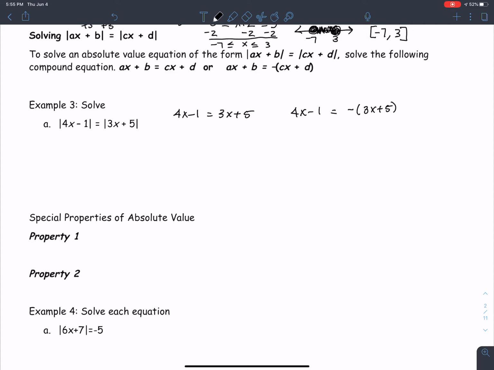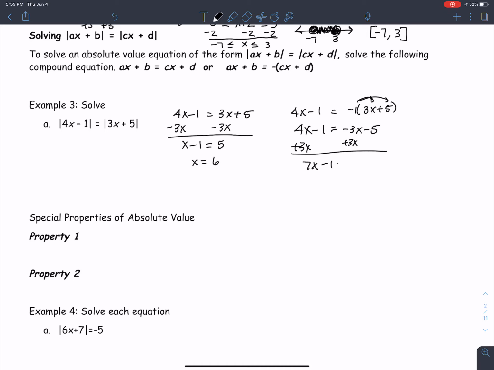Okay, now we solve. So I'm going to subtract 3x from both sides. x minus 1 equals 5. x equals 6. Okay, and then this one, before I can solve, I have to distribute this. Remember, there's a negative 1 there. So negative 3x minus 5. Add 3x. 7x minus 1 equals negative 5. Add 1. 7x equals negative 4. Divide by 7. x equals negative 4/7. And we again write that as negative 4/7, comma 6 with the squiggly brackets.